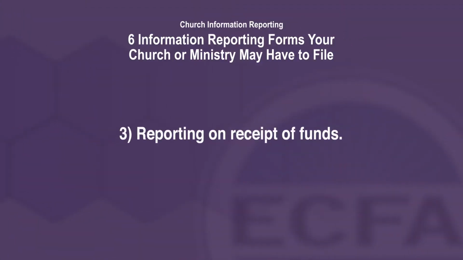Number 3, reporting on receipt of funds. Use Form 1098, Mortgage Interest Statement, to report mortgage interest of $600 or more received by a church during the year from an individual, including a sole proprietor. A transmittal Form 1096 must accompany one or more Forms 1098.